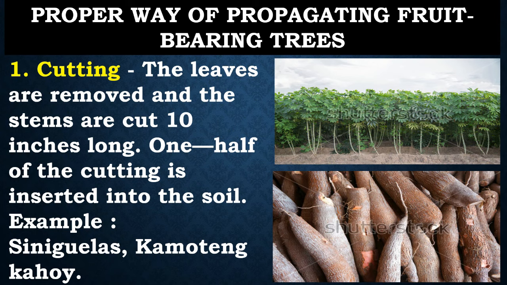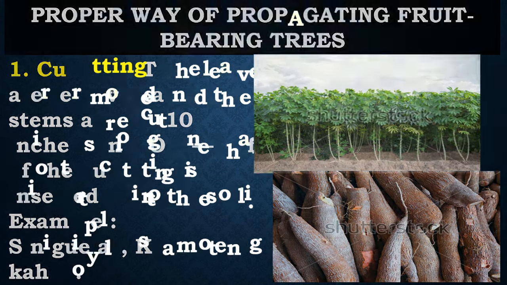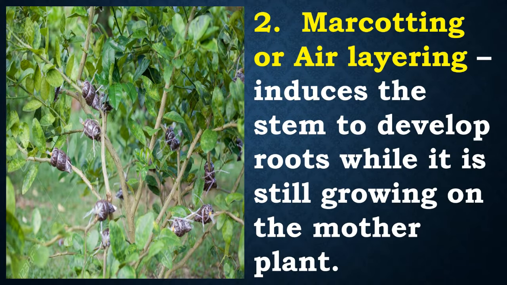2. Marcotting or air layering. Induces the stem to develop roots while it is still growing on the mother plant.